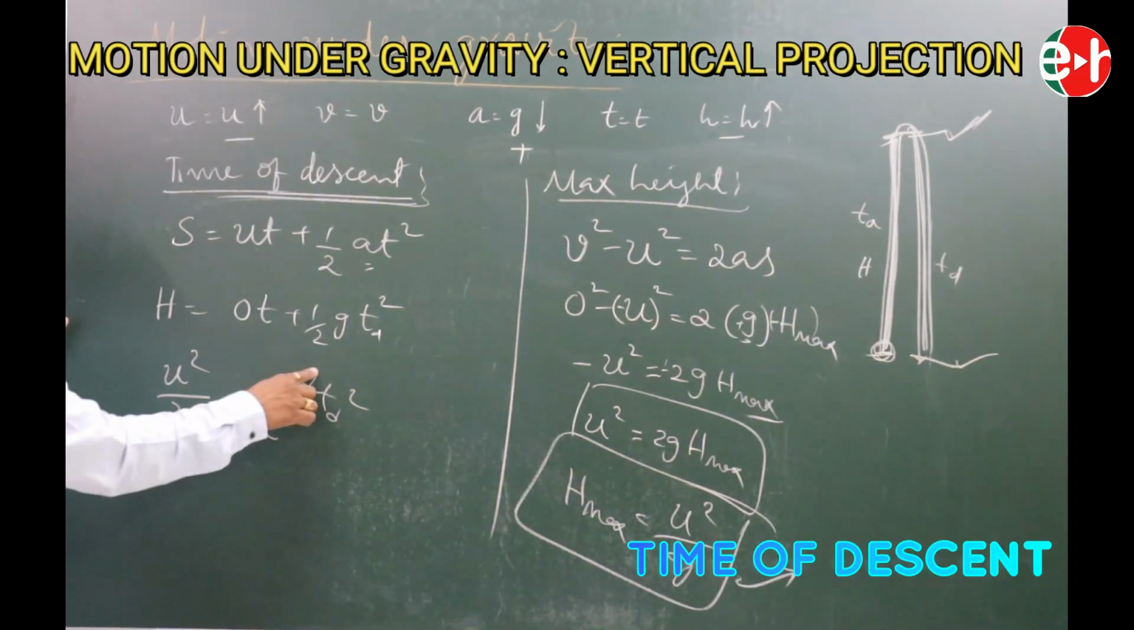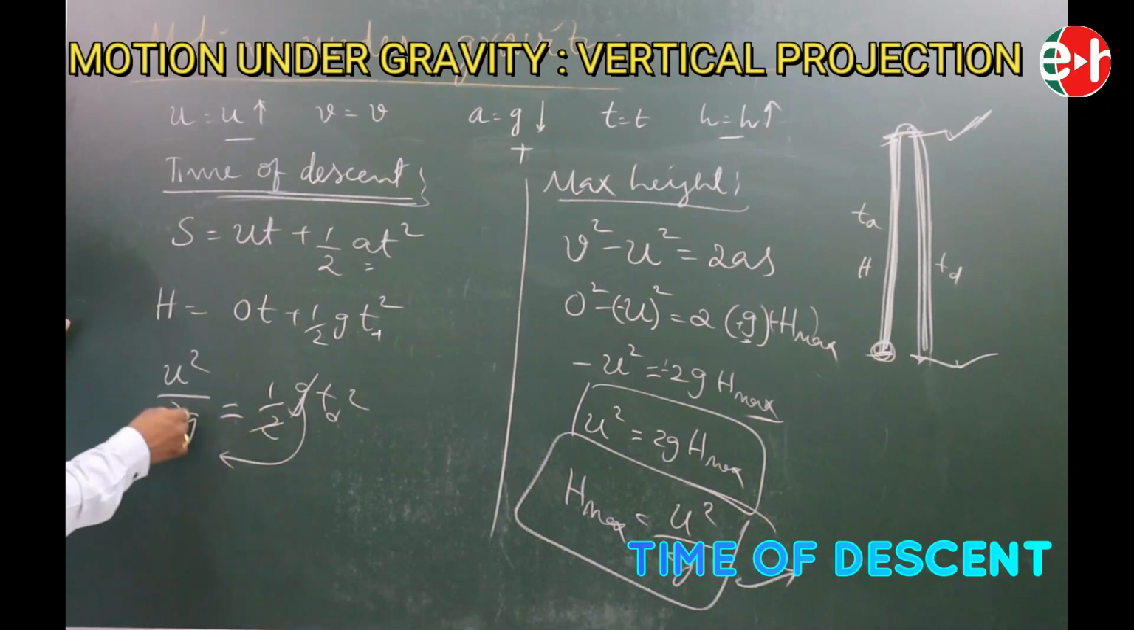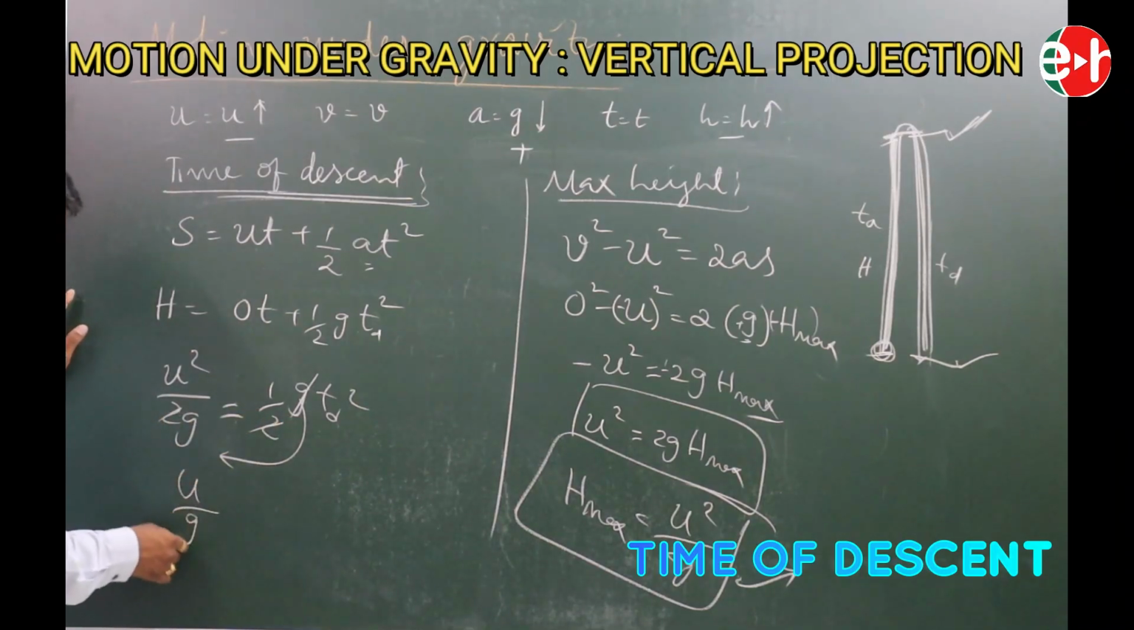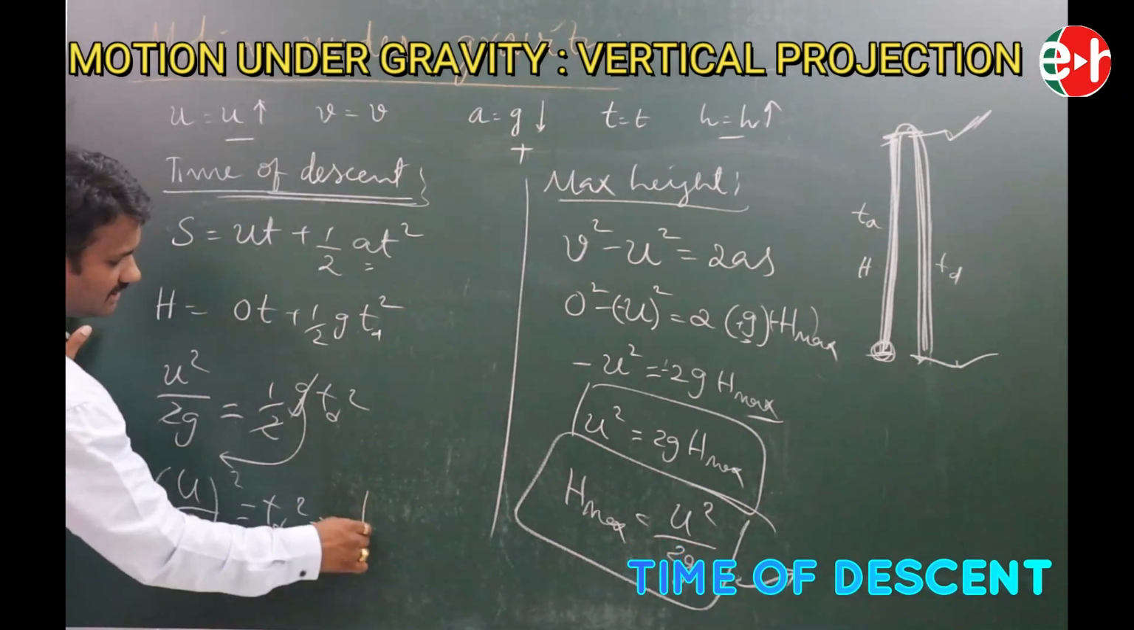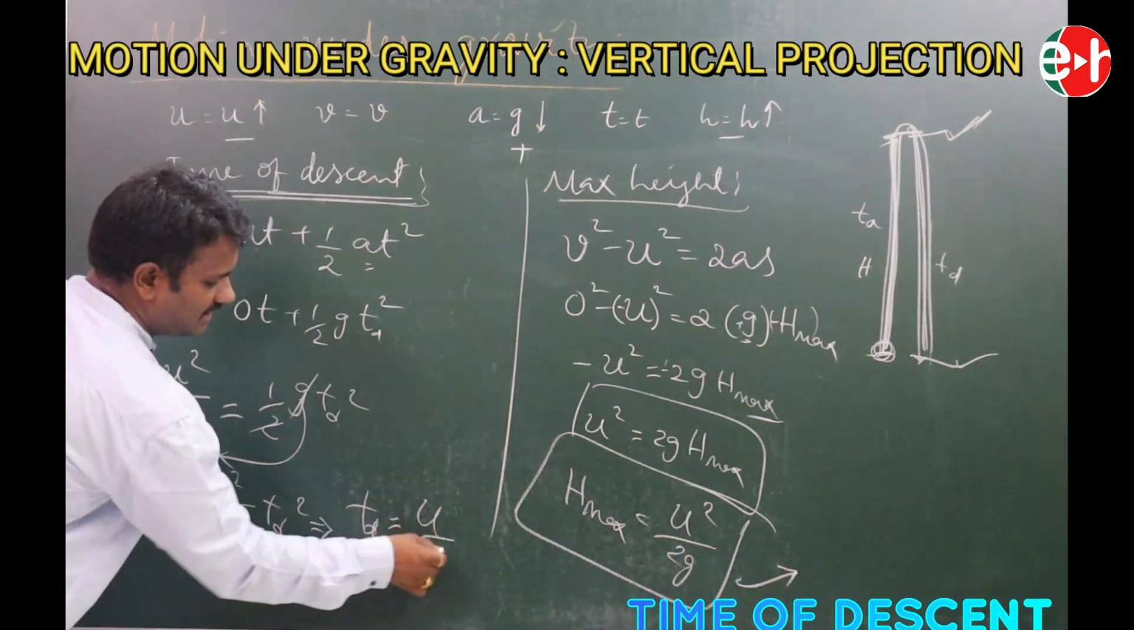And I can write that u²/2g is equal to half g into td². This g can be taken to this side, the 2 gets cancelled. That's why (u/g)² is equal to td². That implies td equals how much? u/g.